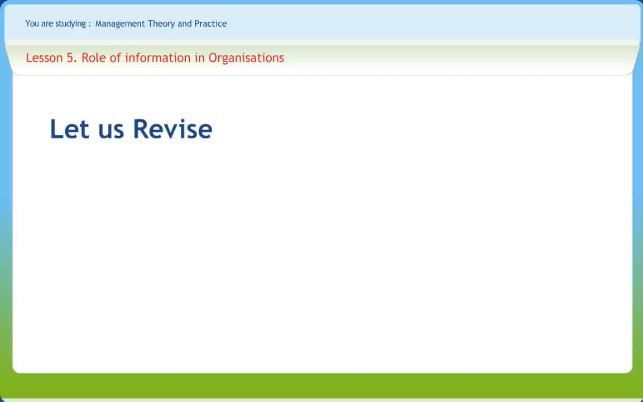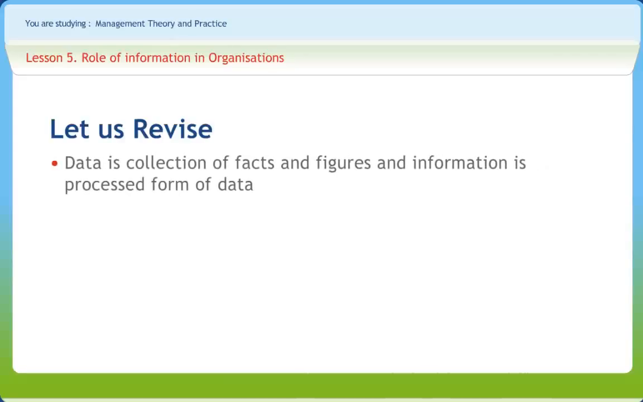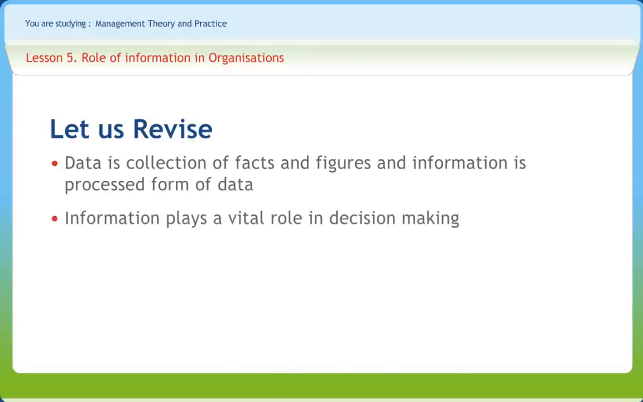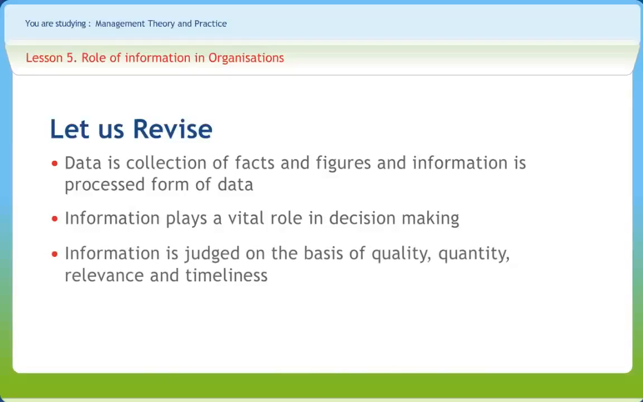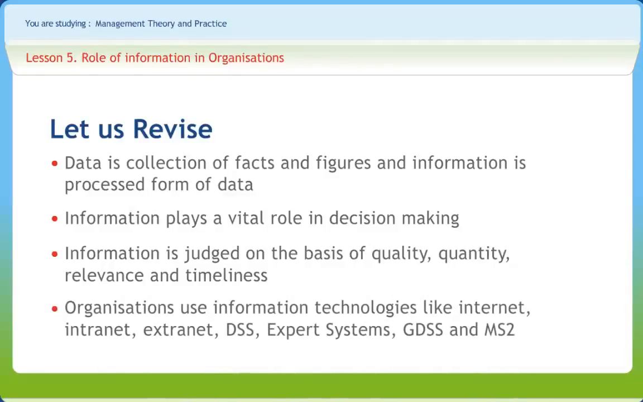Taking a revision, we can say that information is of utmost use to every organization. Data is a collection of facts and figures, while information is the processed form of data. Information plays a vital role in decision making and is judged on the basis of quality, quantity, relevance, and timeliness. Organizations use information technologies like Internet, Intranet, Extranet, DSS, Expert Systems, GDSS, and MS2 Accelerate.